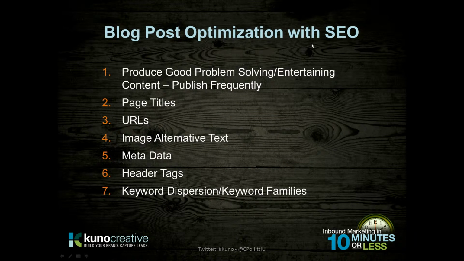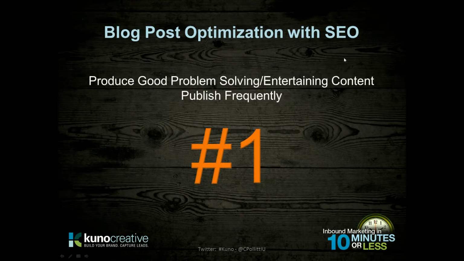So these are the 7 areas that I want to discuss today for on-page optimization. And there are tons more factors that go into on-page optimization, but these 7 are pretty important, and I want to focus on these today. The number one thing that you can do for on-page optimization for your blog, bar none, is to make sure that you produce good problem-solving and or entertaining content, and that you're publishing it frequently.